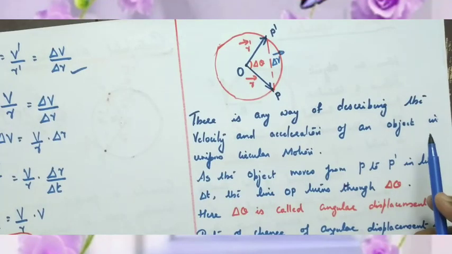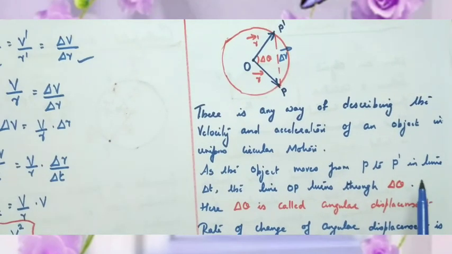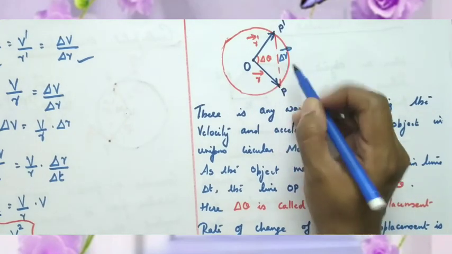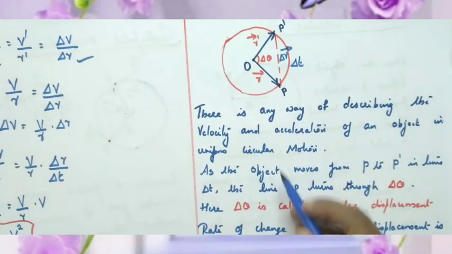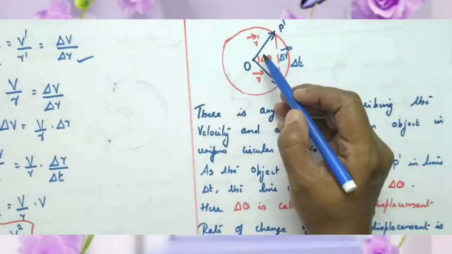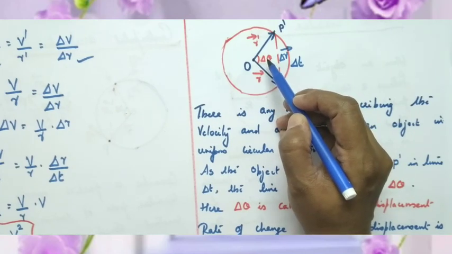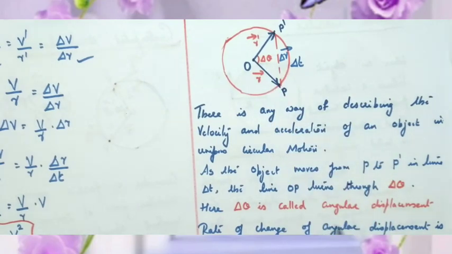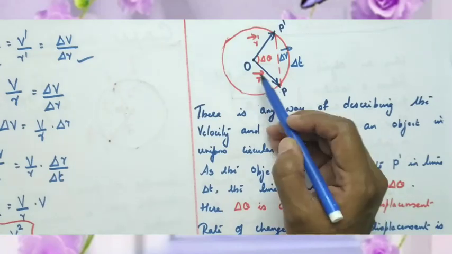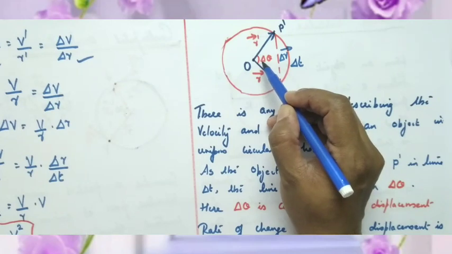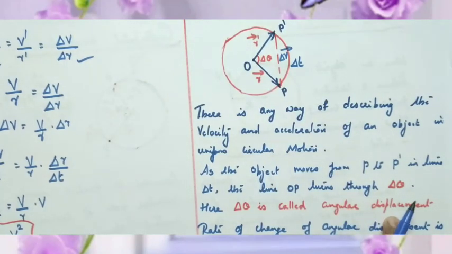Now there is another way of describing the velocity and acceleration of an object in uniform circular motion. For example, if an object is moving from P to P dash in time delta t, the line OP subtends an angle delta theta at the center. This angle delta theta is called angular displacement. We know displacement in linear motion. Here, if an object is moving from one point to another point in a circular path, it subtends an angle at the center, and that angle is called angular displacement.